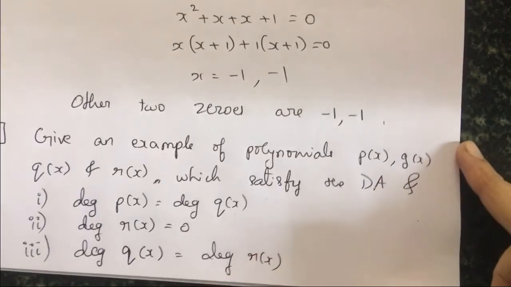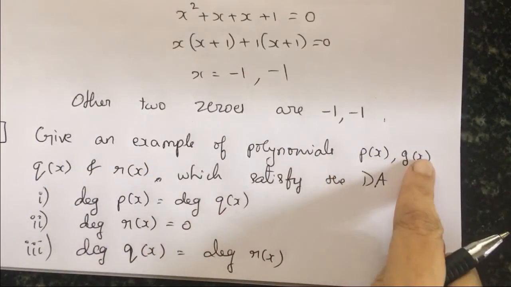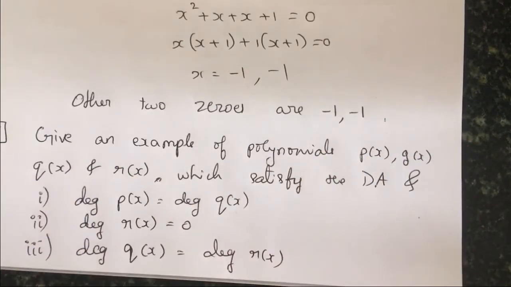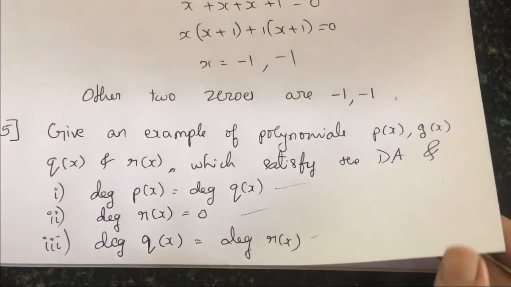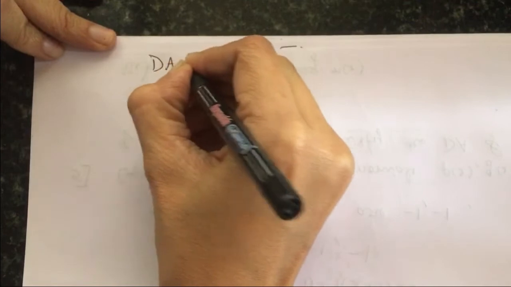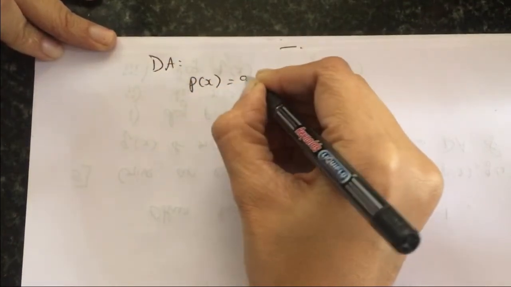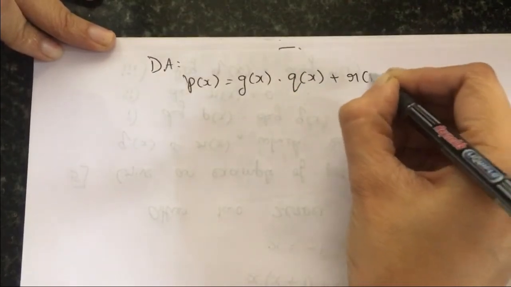The problem is this: you have to write an example for p of x, g of x, q of x and r of x, which satisfies the division algorithm. Along with that, they satisfy these conditions. One example for each. So, what is the division algorithm? Division algorithm says p of x equals g of x into q of x plus r of x.